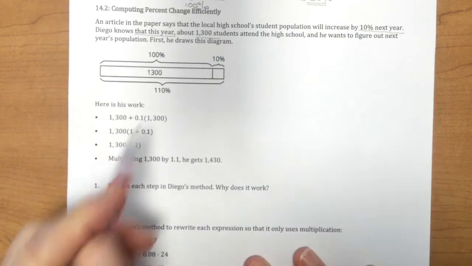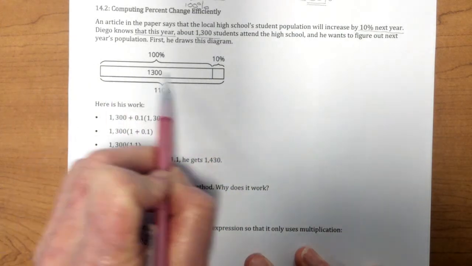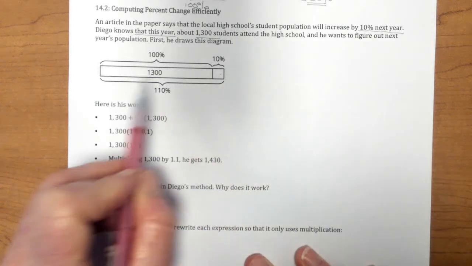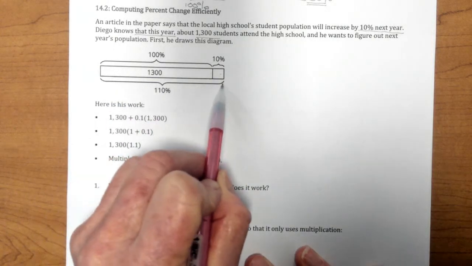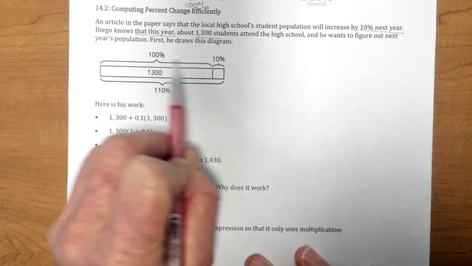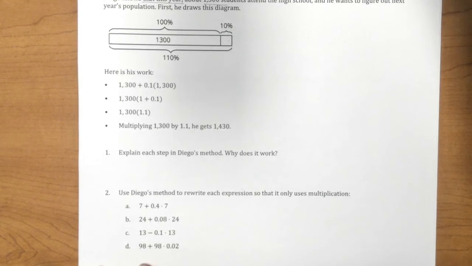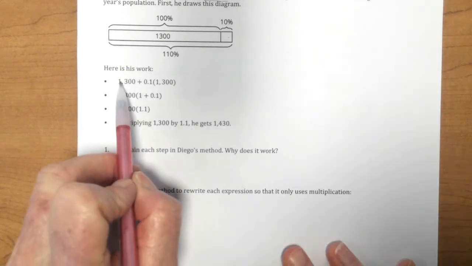He knows that the population of the high school is going to increase by 10%. And I noticed that he took this 100, there's that 1,300, and he added on 10%. And then I noticed that he's got this 110 right here. He's got 100, he's got 10, he's got 13. If I look at his work, I'm going to note that he's got 1,300.